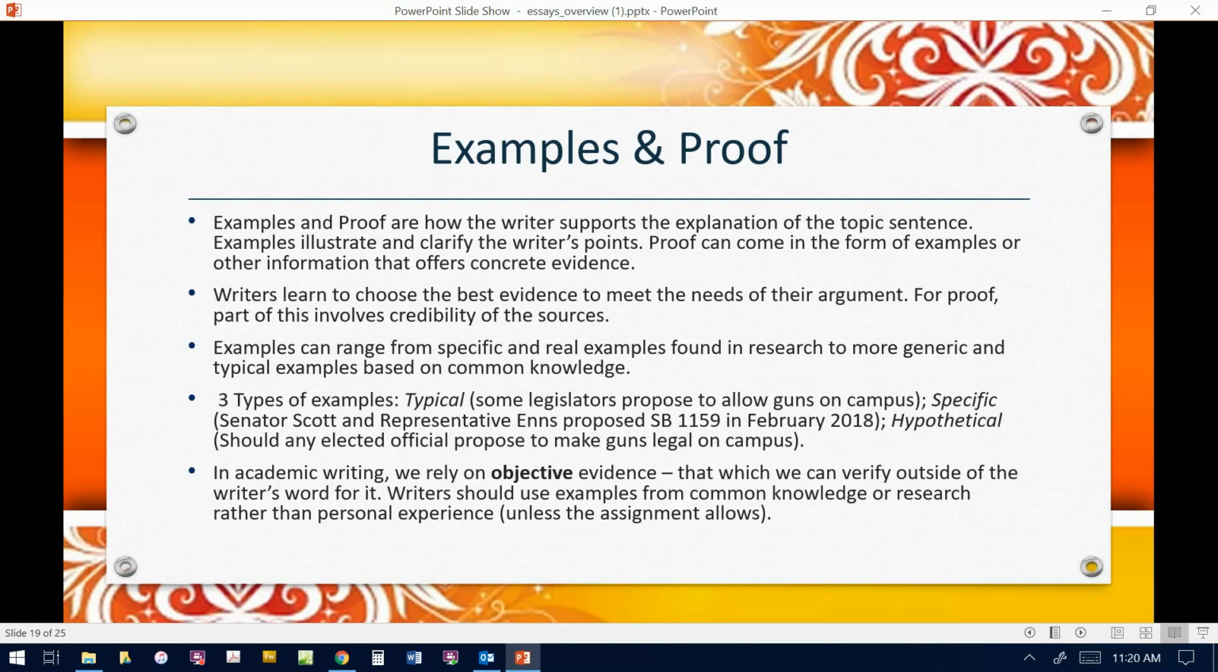There are three kinds of examples that we can use: typical, specific, and hypothetical. You can see here on this fourth bullet point, there's an example of each kind in parentheses to show you the different ways they work. And sometimes just an example isn't enough. We need to provide objective evidence that is research, or is common knowledge, that people can use to see that it's not just our opinion, that there's actually real data out there, real facts, real examples that prove what we're saying.